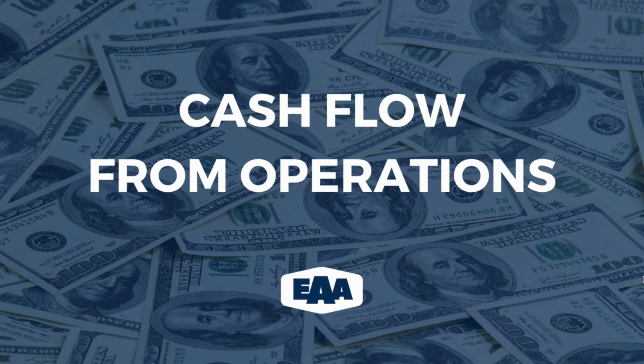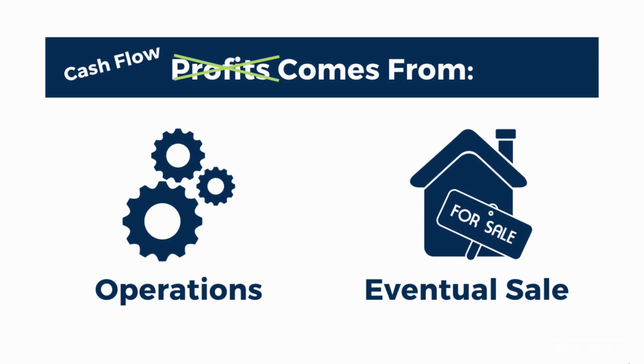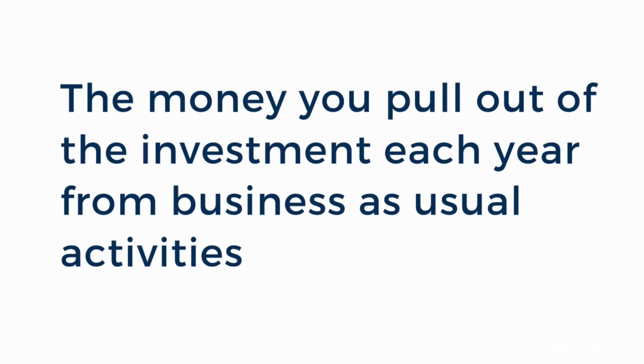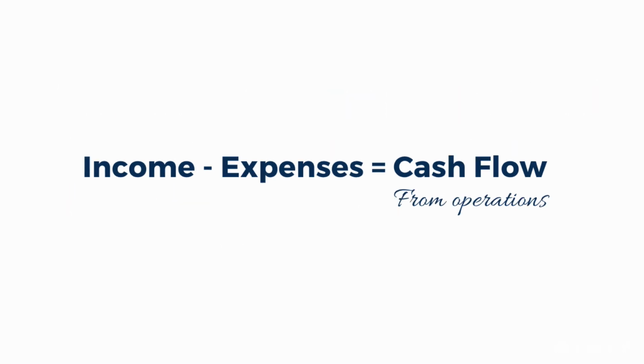Cash flow from operations. Profits come from operations and sale. Since we're going to call it cash flow now, we'll say cash flow from operations. Cash flow from operations is the money you pull out of the investment each year from business as usual activities. And looking at it as a math equation, income minus expenses equals cash flow from operations.